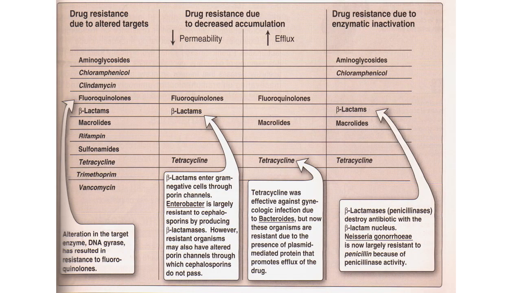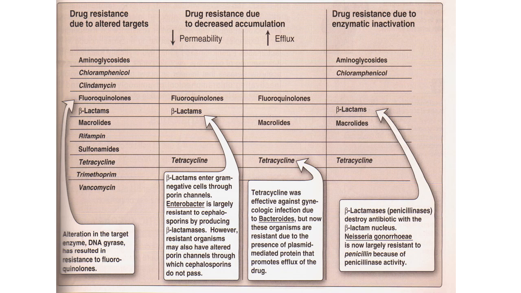This table shows us the drug resistance types of bacteria to many types of antibiotics. So we have drug resistance due to altered targets, drug resistance due to decreased accumulation by decreased permeability or increased efflux, and drug resistance due to enzymatic inactivation. Examples of resistance due to altered targets: aminoglycosides, chloramphenicol, clindamycin, and others. Examples of decreased permeability: fluoroquinolones, beta-lactams, and tetracycline. Examples of increased efflux of antibiotic: fluoroquinolones, macrolides, and tetracycline. While for drug resistance due to enzymatic inactivation, we have aminoglycosides, chloramphenicol, beta-lactams, macrolides, and tetracycline.